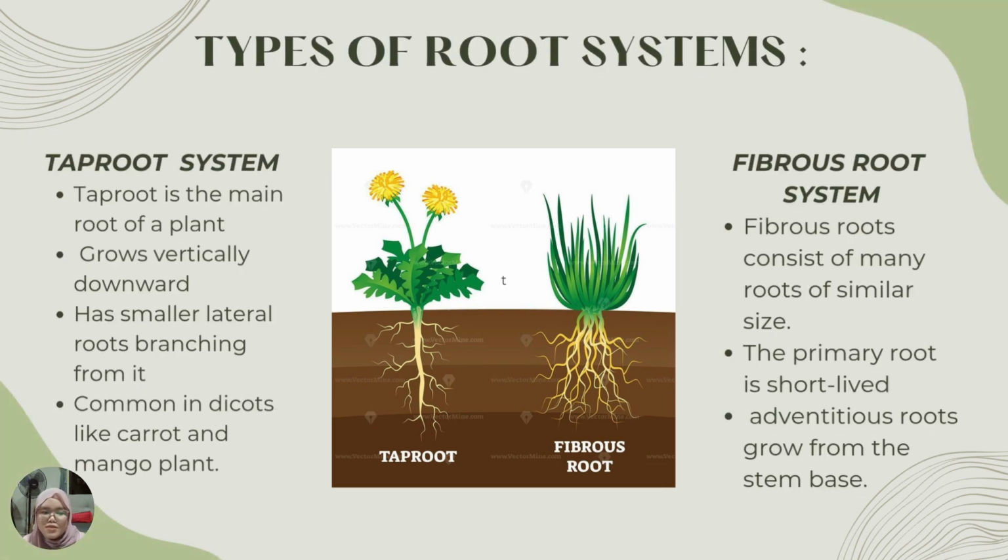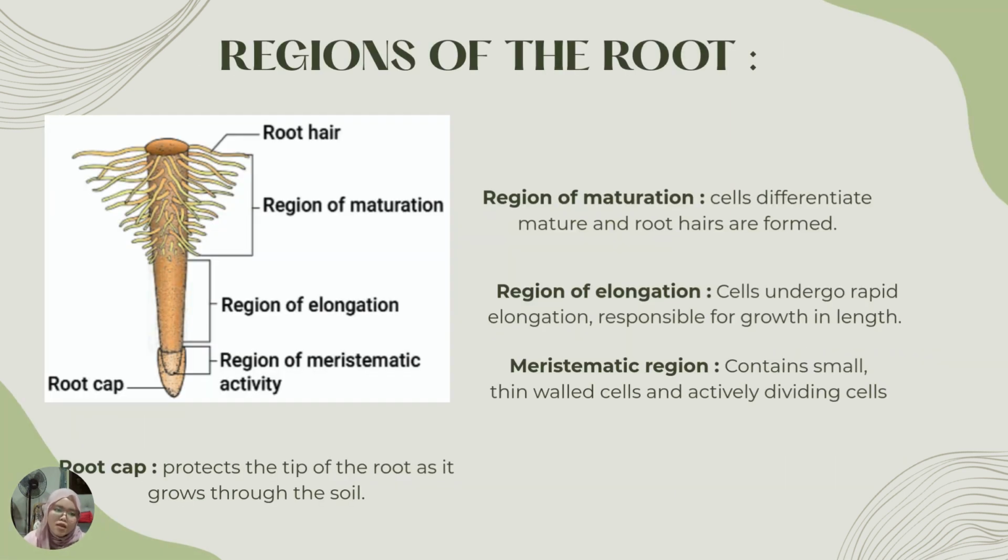Types of root system: there are two, the taproot system and the fibrous root system. The taproot system has a main root that grows vertically downward, with smaller lateral roots branching from it, common in dicots like carrot and mango plant. The fibrous root system consists of many roots of similar size. The primary root is short-lived. Adventitious roots grow from the stem base.